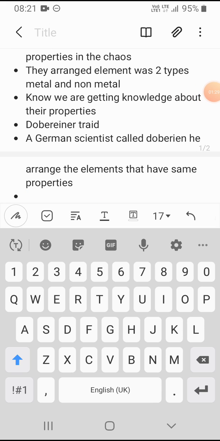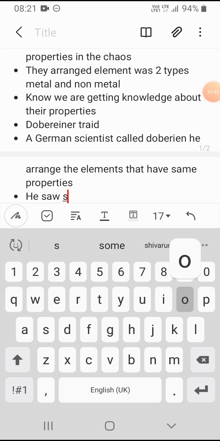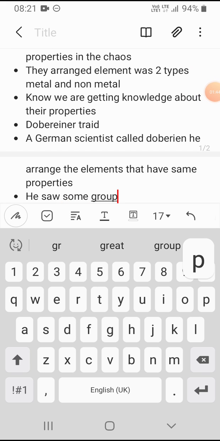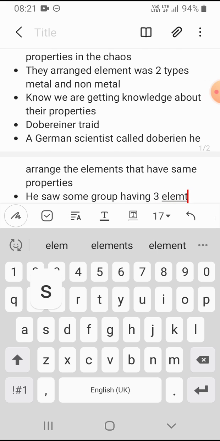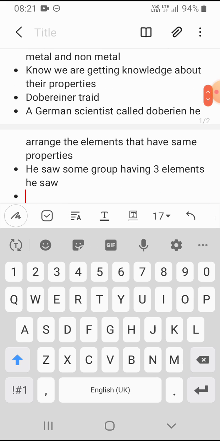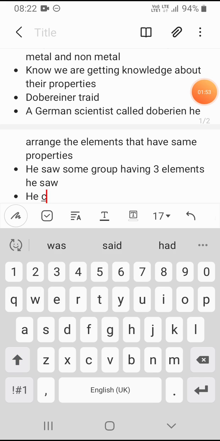So, Dobereiner's triads. Dobereiner is a German scientist. He arranged the elements that have the same properties. So he saw some groups having three elements, and he called this a triad.